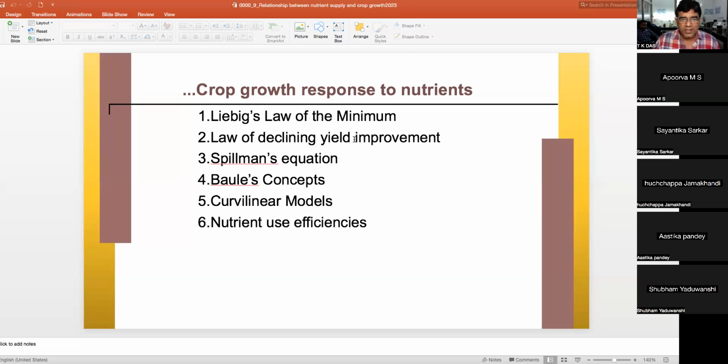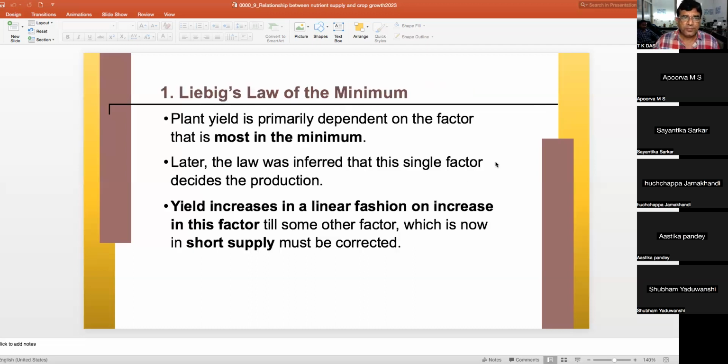Spillman's equation can also be used, Baule's concepts, curvilinear models, and nutrient use efficiency. So these are all related to the supply of nutrient in relation to plant growth. So first and foremost is Liebig's law of the minimum. Plant yield is primarily dependent on the factor that is most in the minimum.